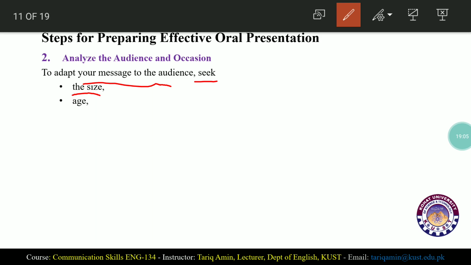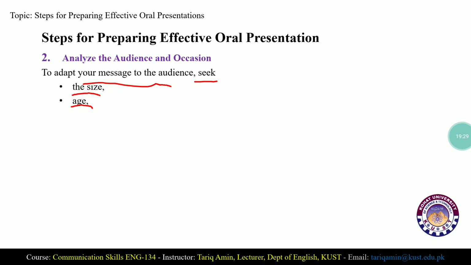And you should also seek the age of your audience. You should see the age of your audience, and in accordance with the age of your audience, you should adapt your message. You should prepare your oral presentation. For example, if you are presenting something to under 18 students, your message would be in accordance with their age.